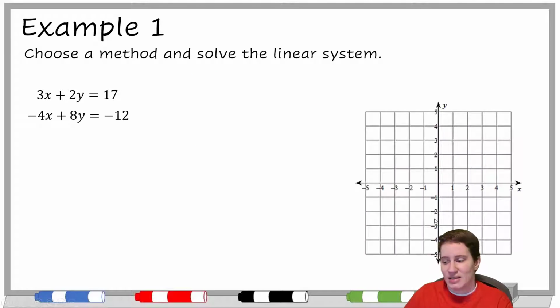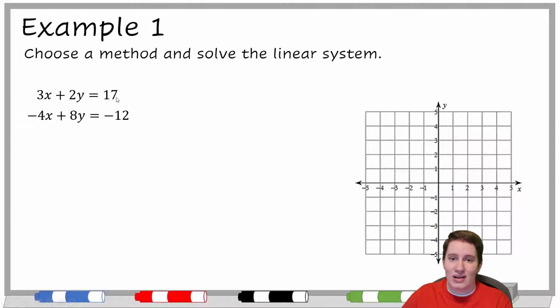Let's see here. Example 1, choose a method and solve a linear system. On each of these, I have a graph just in case we decide to graph it. Some of them really won't work out very well for graphing. For instance, if I tried to graph on this one, the way you can tell if graphing is going to work out well or not is the number in front of y, we're going to end up dividing on the right side.